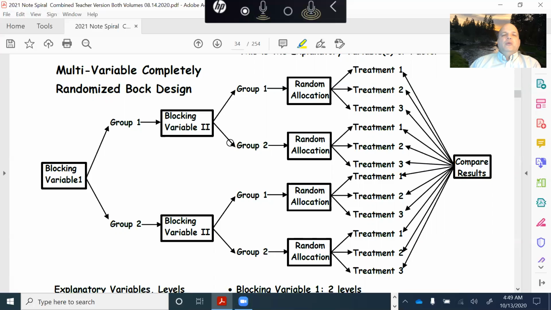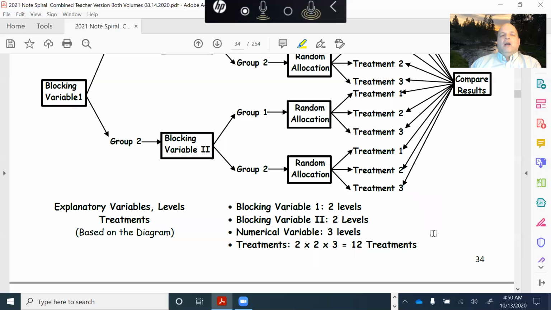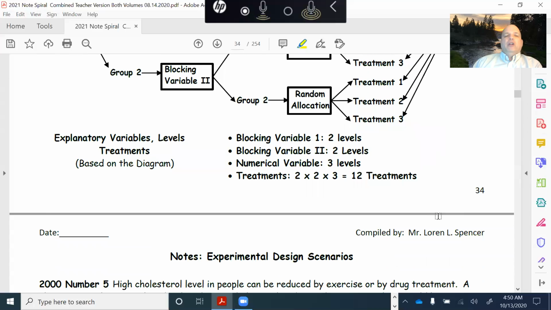So if we went 2 times the 2 here, the 2 for the gender, times 2 for the age, times 3 for the number of drug treatments, 2 times 2 is 4, times 3 is 12, we see that we have 12 different treatment groups for this particular experiment, whatever it is.